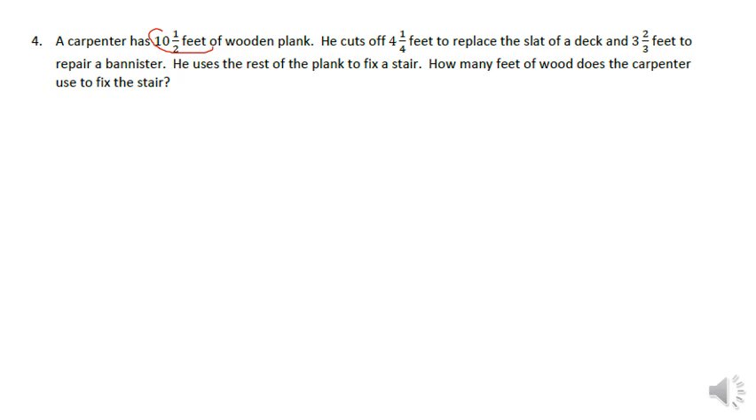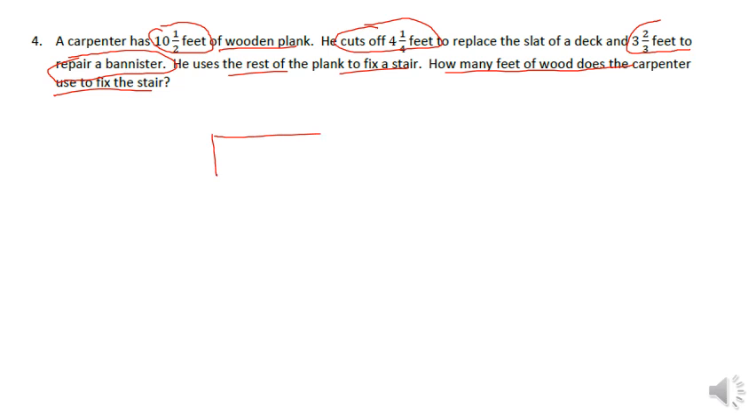Okay. Well, first I'm going to read it again. So the carpenter has 10.5 feet of wooden plank. He cuts off 4 1/4 feet and 3 2/3 feet to repair a banister. Then he uses the rest to fix a stair. So how much wood does the carpenter use to fix the stair?